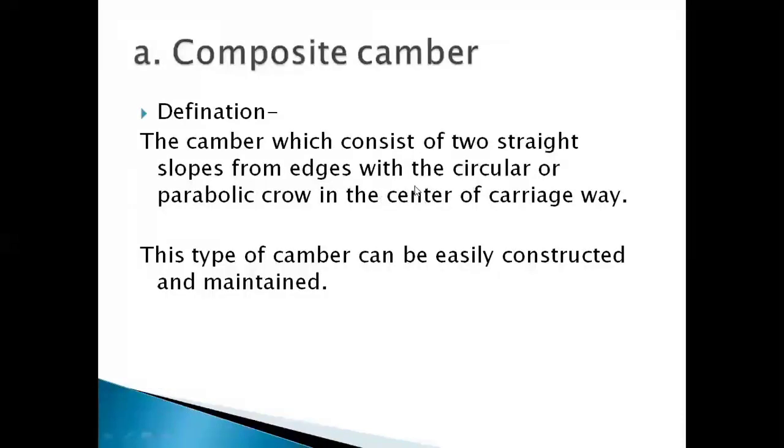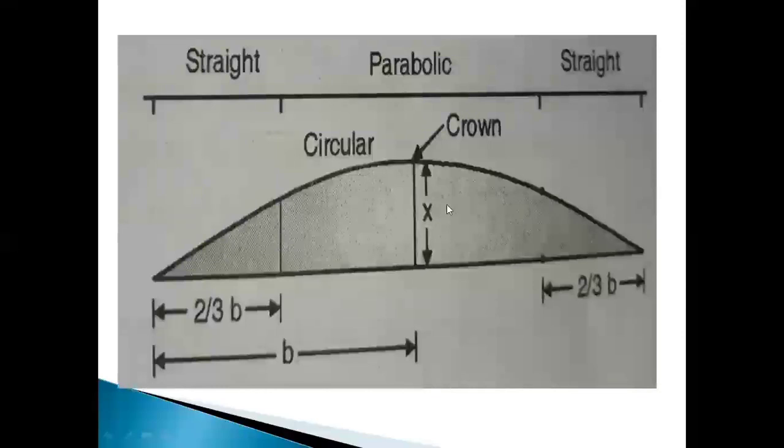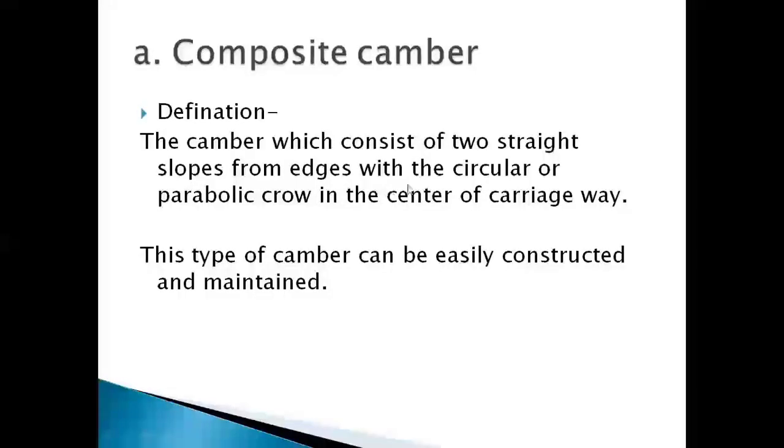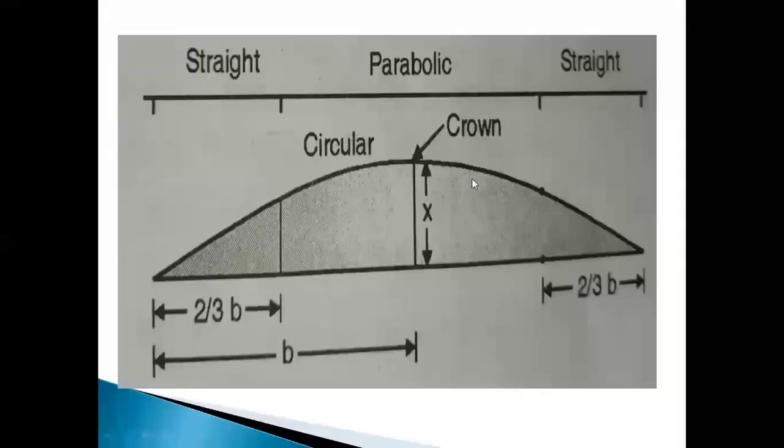It consists of two straight slopes from edges with the circular or parabolic crown. The crown is circular or parabolic. It is composite camber. While explaining the diagrams, please see the cursor of the mouse. We get this point.